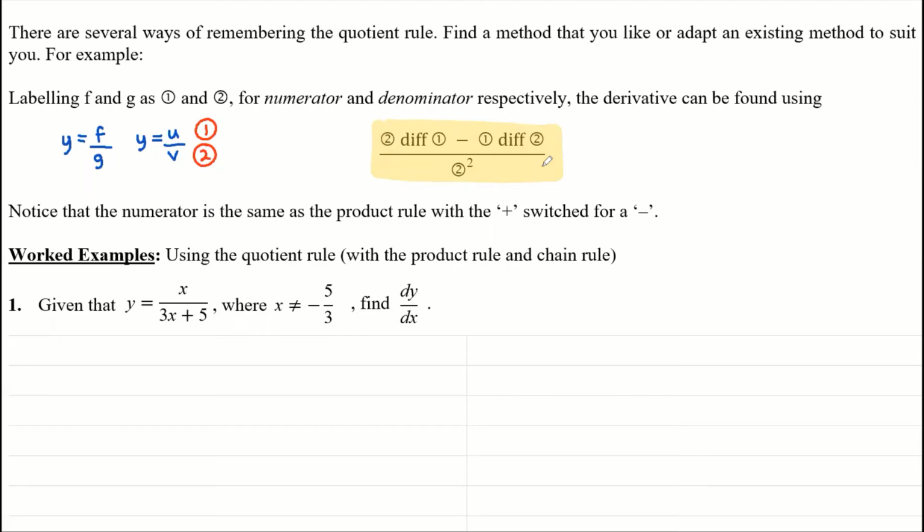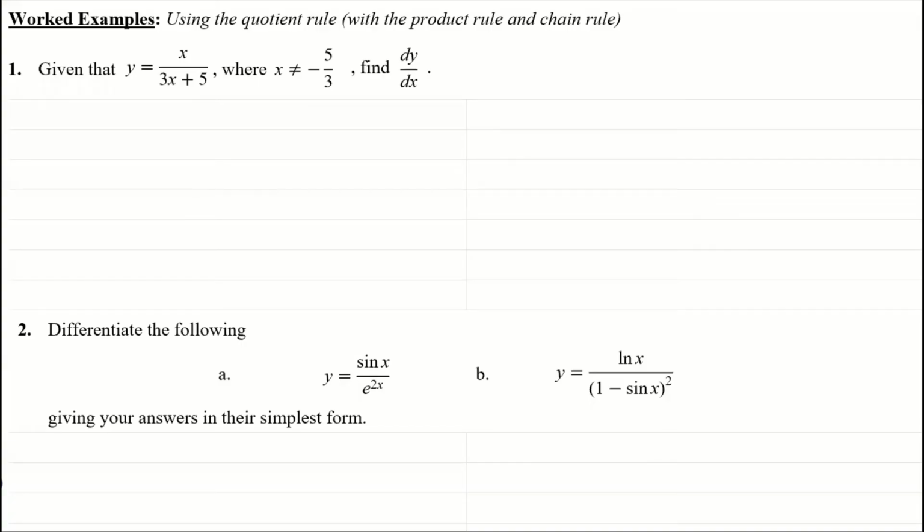So what we need to do now is we're going to apply the quotient rule to some rational functions. So let's have a go at differentiating using the quotient rule while also using the product and chain rule within that. And we'll do some worked examples. So the first worked example, we're given a curve y equals x over 3x plus 5. Obviously not defined when x is equal to negative 5 over 3 due to the asymptote that would generate. And we have to find dy by dx.